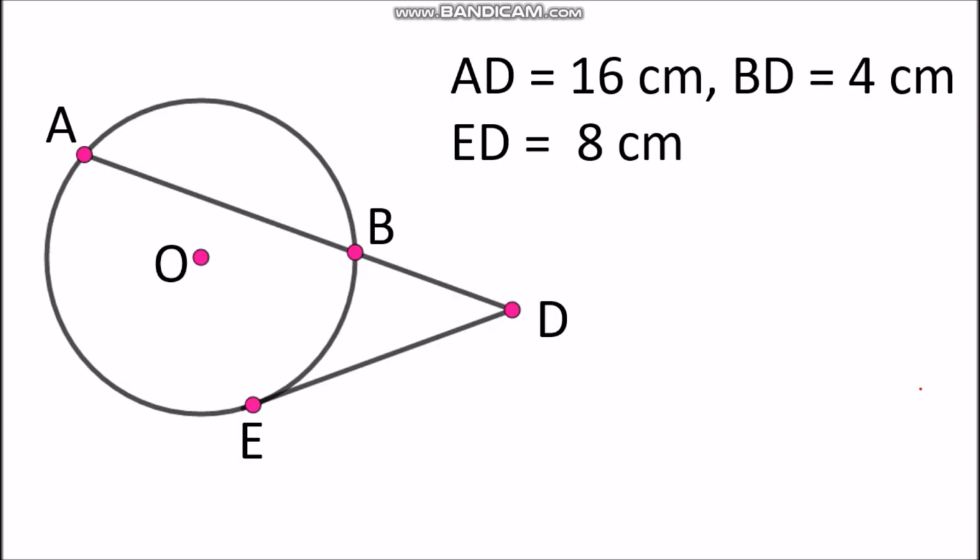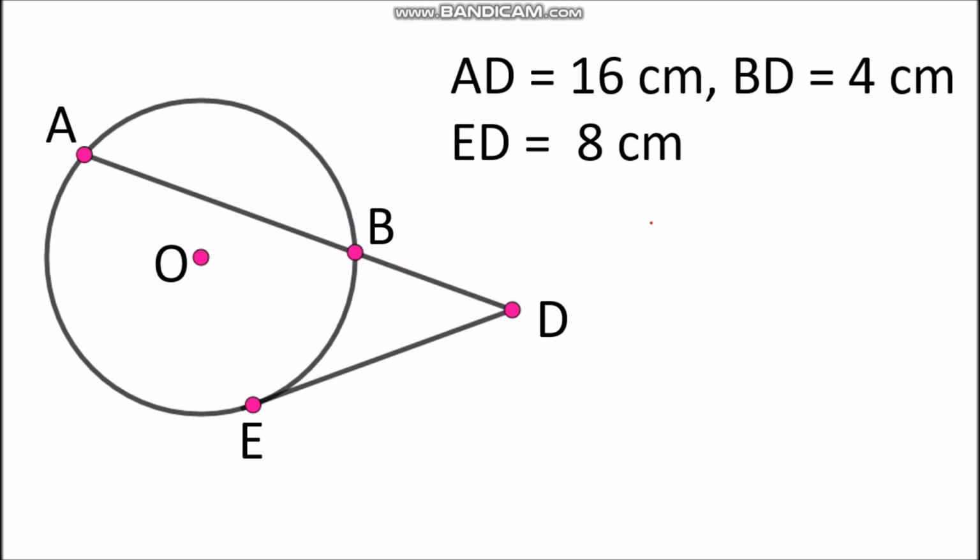Let's say we have circle O, wherein segment AD is a secant and segment ED is a tangent. Then their point of intersection is point D, which is outside of the given circle. Now notice that after segment AD intersects circle O, it's divided into two parts. So we have here segment AB, which is the internal part, and segment BD, which is the external part.